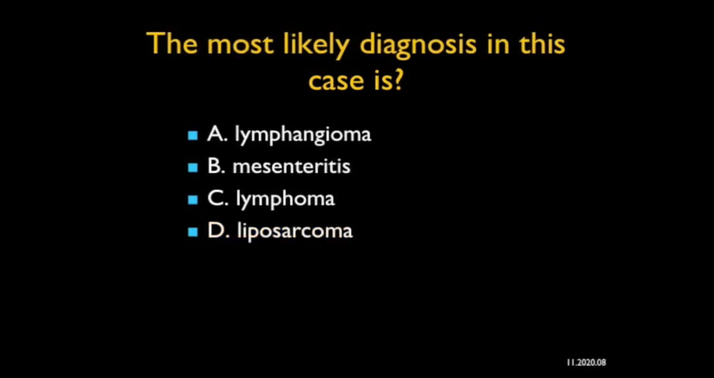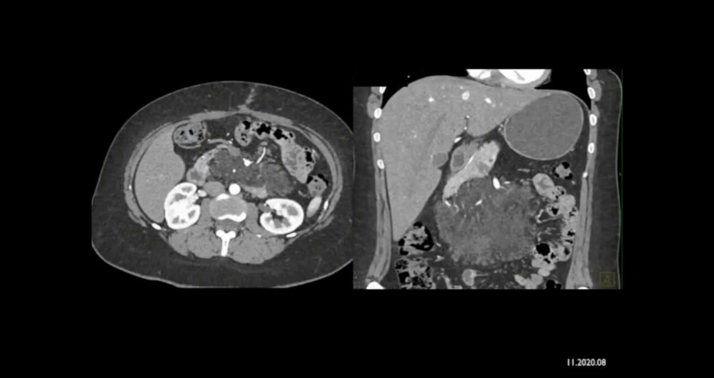The most likely diagnosis in this case: you look and you see a soft tissue mass infiltrating into the root of the mesentery. It's low density. Well, could it be a lymphangioma? The answer is yes, and in fact this is a lymphangioma. Lymphangiomas can be cystic, they can be low density, they can be infiltrating.